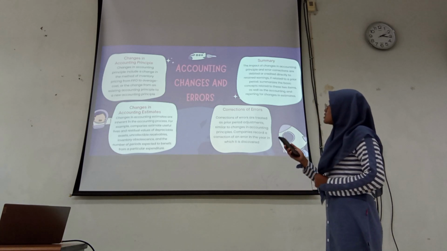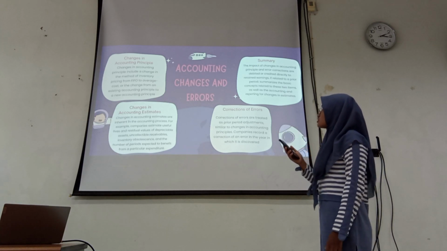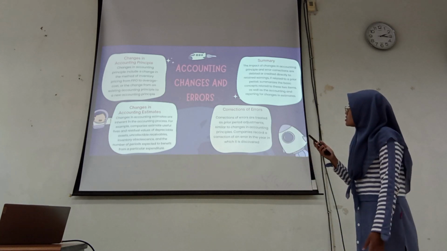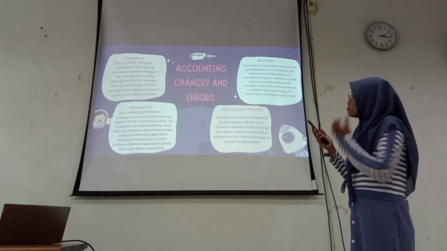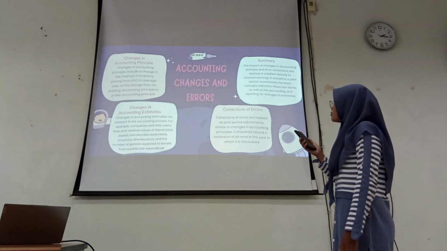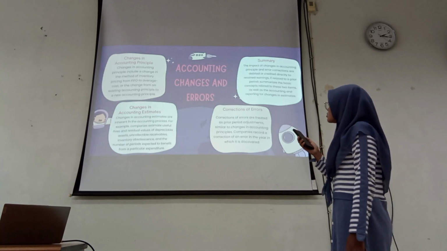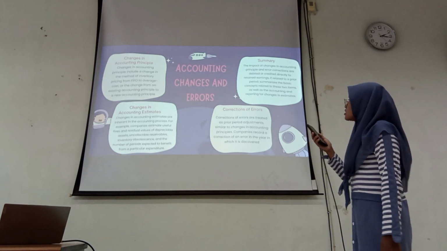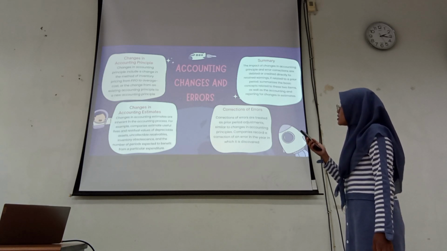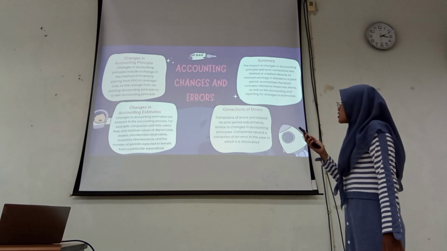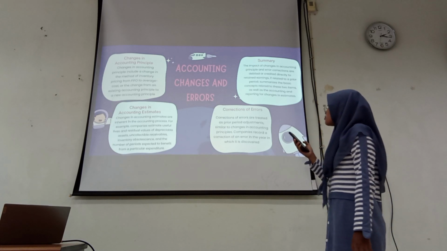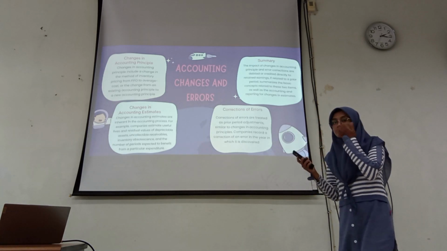The next component is change in accounting estimates. Changes in accounting estimates are inherent in the accounting process. For example, companies estimate useful life and residual values of their depreciable assets, uncollectible receivables, inventory obsolescence, and the number of periods expected to benefit from a particular expenditure.